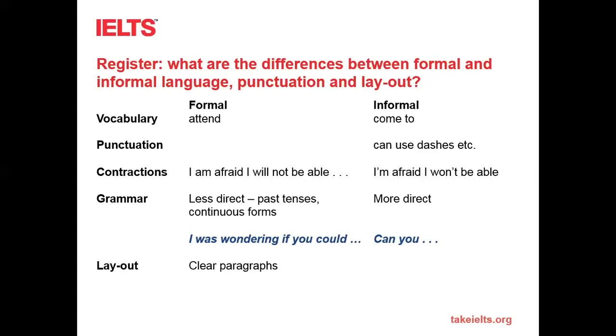Punctuation, you can use dashes and so on. Contractions affect formality. Grammar can affect formality. Less direct forms for formal, more direct forms for informal. And there's an example there for you. "I was wondering if you could" for the formal, and "can you" for the informal. And clear paragraphs as well.